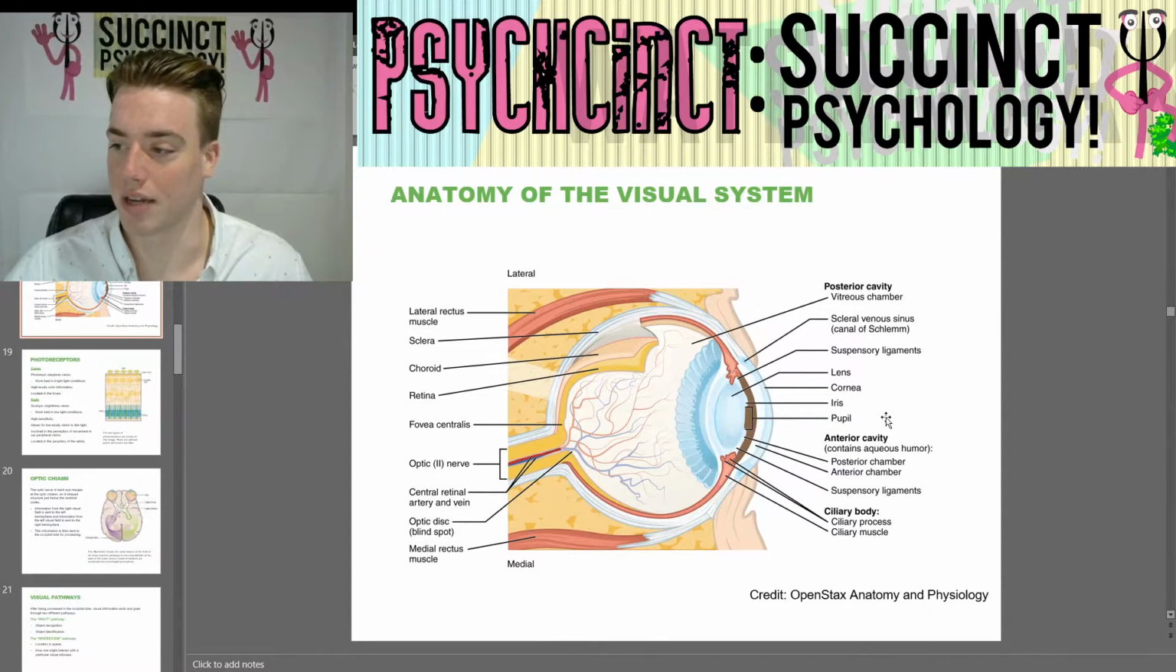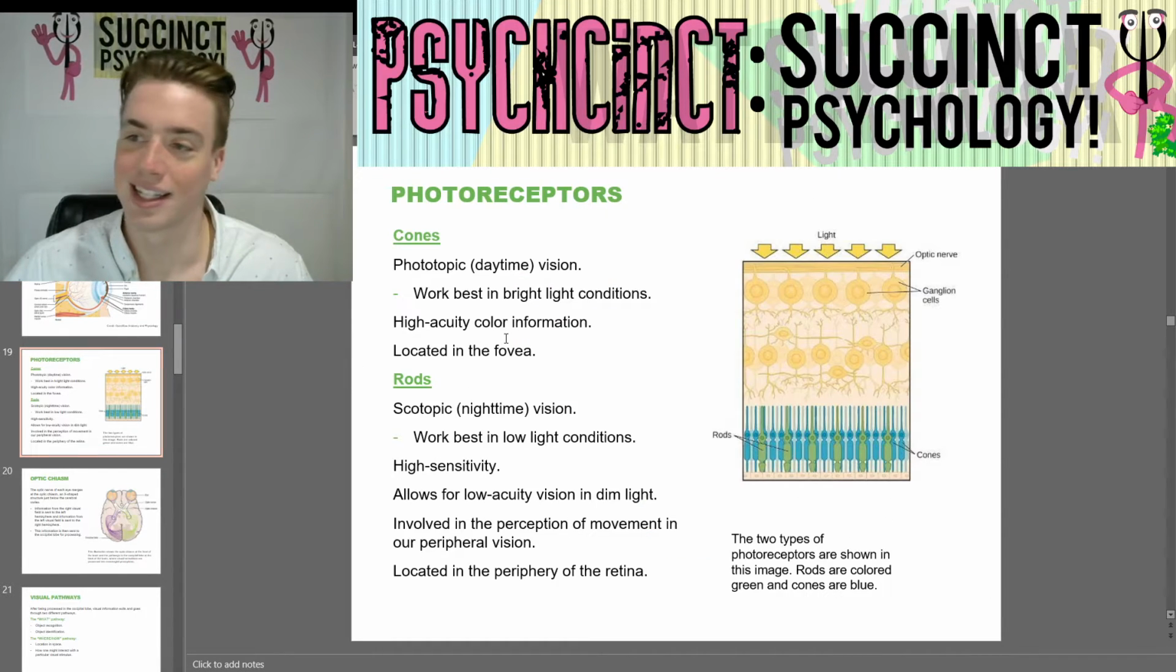We have a more in-depth look at the visual system. Kind of nasty.